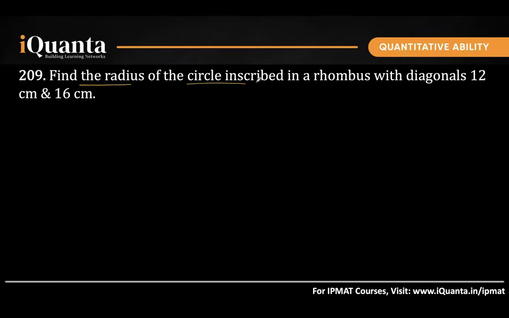209. Find the radius of the circle inscribed in a rhombus with diagonals 12 and 16. So you know what a rhombus is, right? Rhombus is a quadrilateral in which all four sides are equal, but it's not necessary that the sides are at 90 degrees, okay? Then the circle inscribed in a rhombus will look something like this. Yes or no?